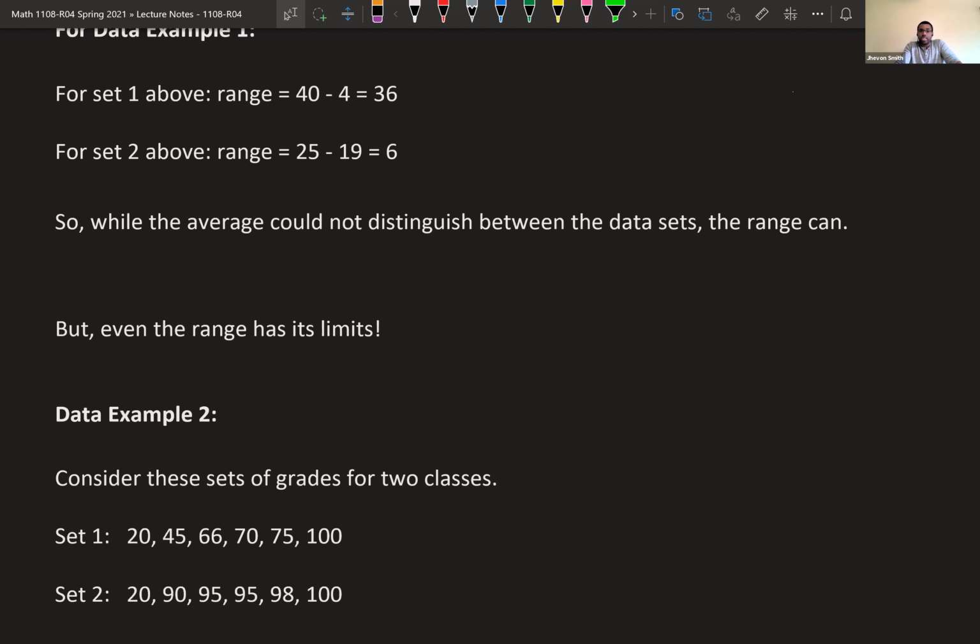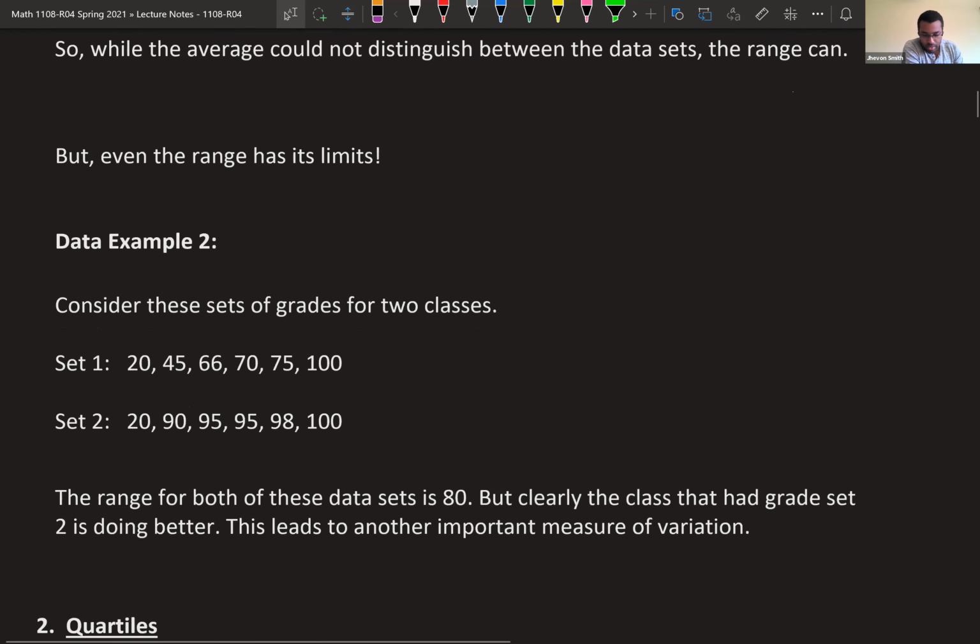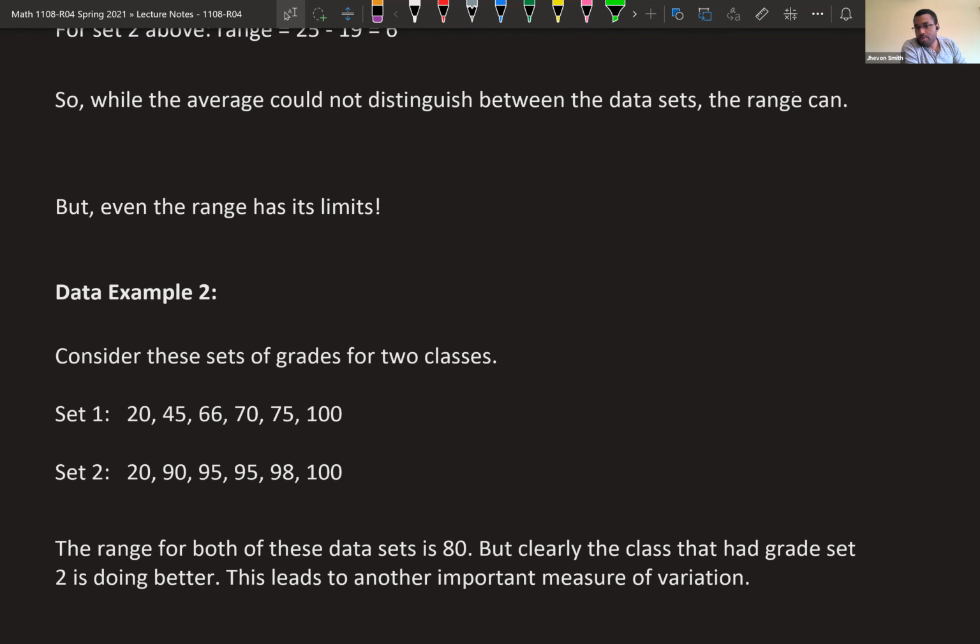In the second set of grades, you have most students in the 90s, even a student getting 100. Whereas in the first data set, you have students getting 20s, 45, 60s, and in the 70s. You only have one student getting an A in the first data set. And that's something, again, you'd want to know. But here, the range wouldn't really help you to know that because you'd have the same range for both of these, right? So the range is 80 for both. So range also has its limits, just measuring the highest and lowest value. So we come up with other ways to measure variation or spread of data.